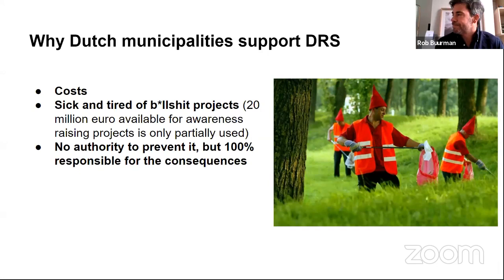Thirdly, municipalities really have at this moment no authority to take a lot of preventive measures to prevent litter, but they are 100% responsible for the consequences. So people living in the city are going to complain to the city council, to the local officials, that there's a big mess in the street. But of course, on a national level, no decisions are made to implement the ERS.